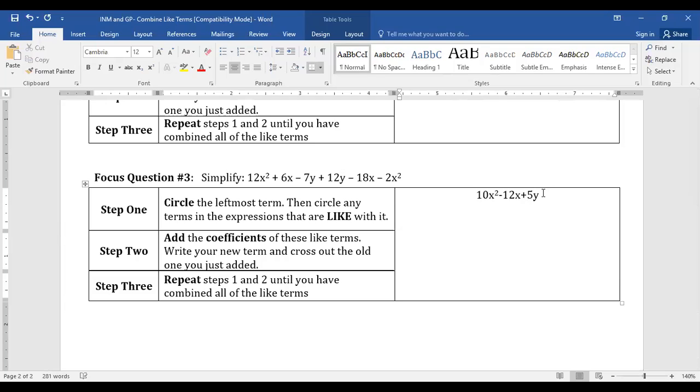And that's your answer. We don't know what x or y stands for, so we can't simplify it any further. And that's pretty much the way combining like terms is going to work, no matter how complex the problem is. You're always looking at the coefficients to combine with the other coefficients of similar terms.